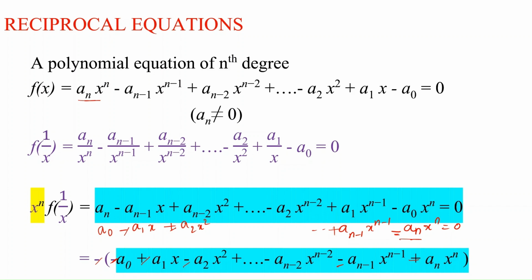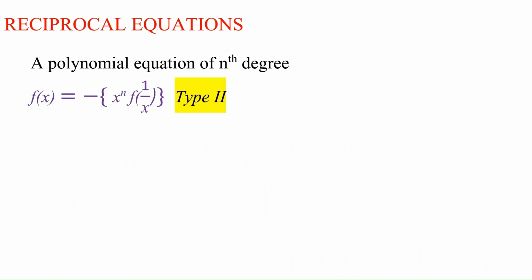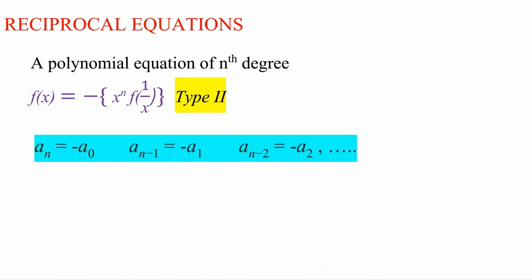So now this can be compared with the original equation, written as equal to minus f of x. Here we have f of x is equal to minus of x power n into f of 1 by x. We have taken the negative sign to the other side. This would be a type 2 reciprocal equation. You can write it like a_n is equal to minus a naught, a_(n-1) equal to minus a1. It just means to say that they have to be of opposite signs.